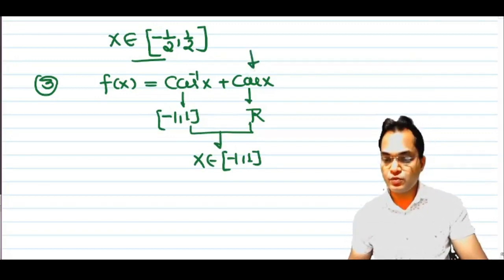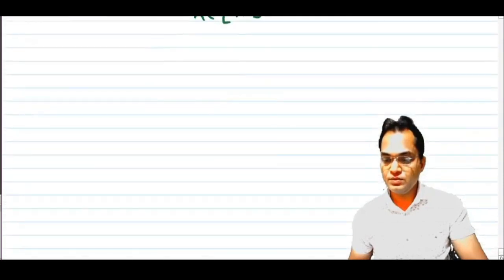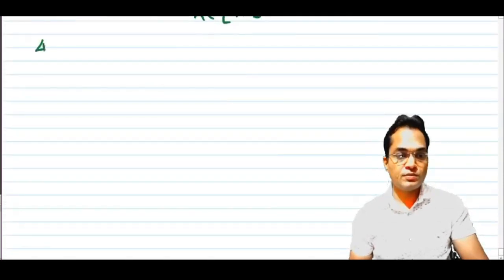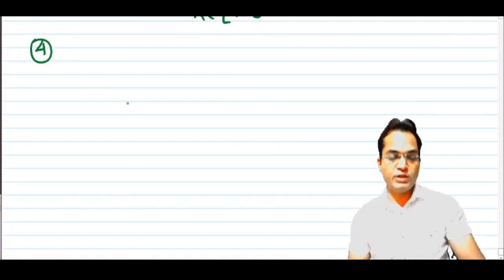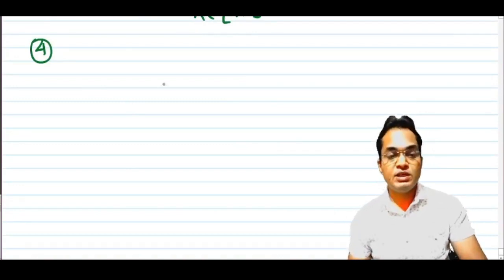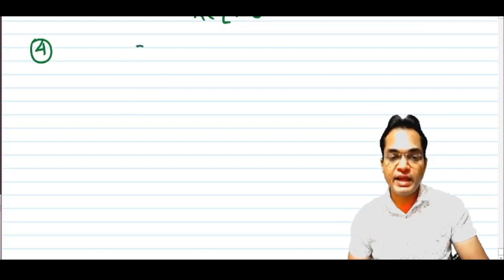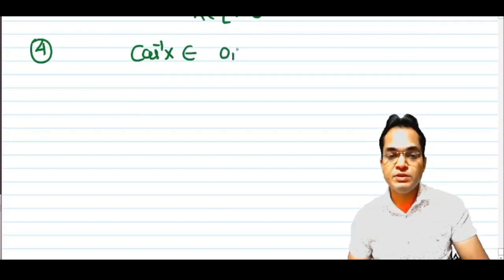Now question number 4. What is question number 4? Question number 4 is: find the principal values of each of the following. What is the meaning of principal values? In the case of cos inverse x, the principal value means the value of cos inverse x which lies between 0 to pi. This is called the principal value. By the graph you know very well.